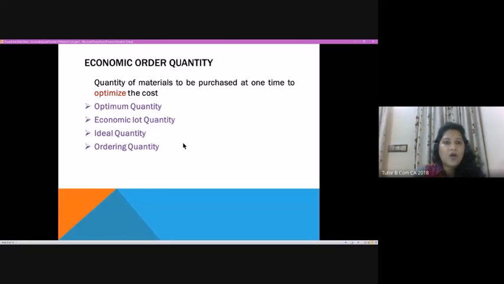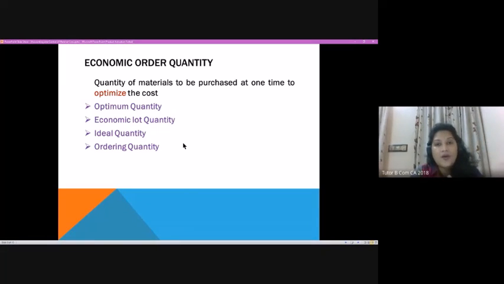This economic order quantity. Okay. So what you have to understand is economic order quantity is the ideal quantity of materials to be purchased at one time. So it can be called the optimal quantity. It can be called the economic lot quantity. It can also be called the quantity at which the cost of ordering and holding is minimum. Okay, the cost of ordering and holding.